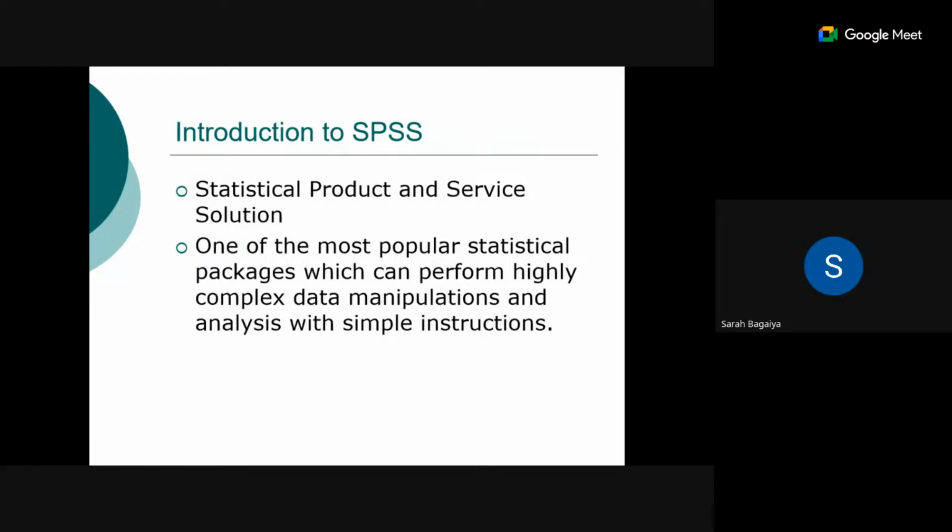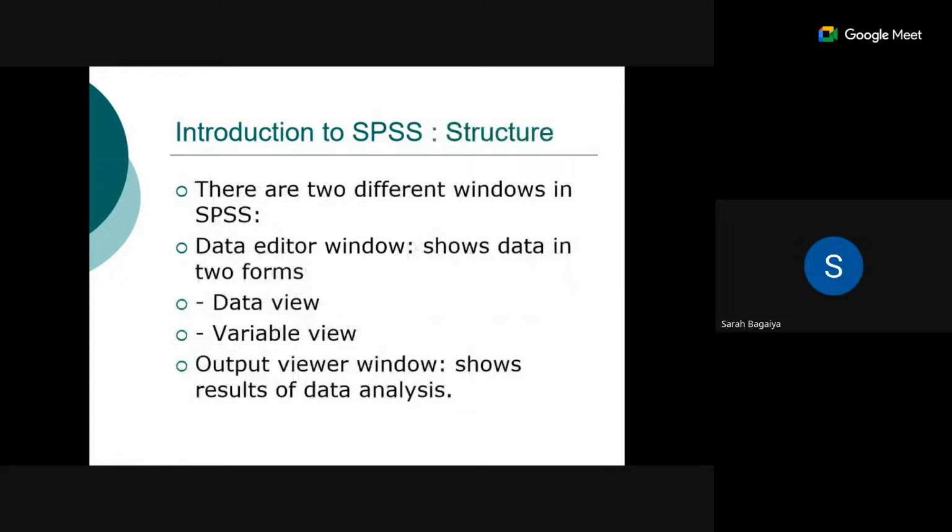It's one of the software packages that handles complex functions and analysis with simple instructions. SPSS is used mostly for quantitative data, and there are two different windows in SPSS. We have the data editor window, which shows data in two forms: the data view and the variable view. This is where we have our inputs, which we're trying to analyze. And then the output window shows results of the data analysis.